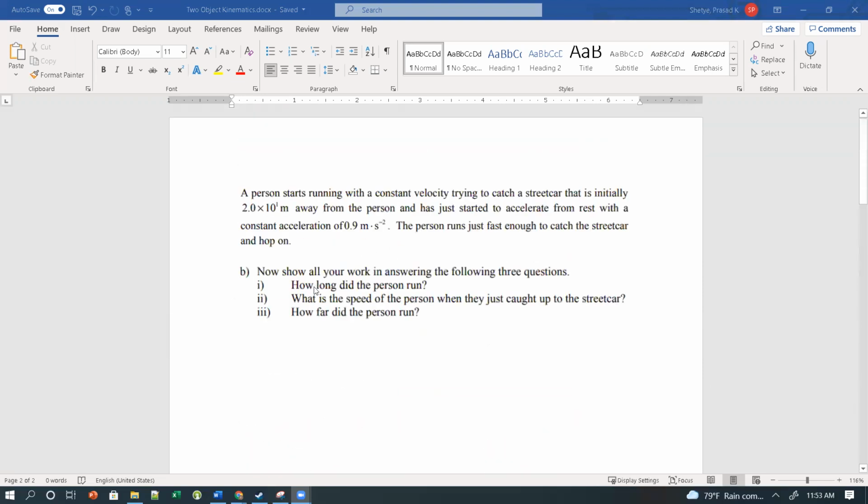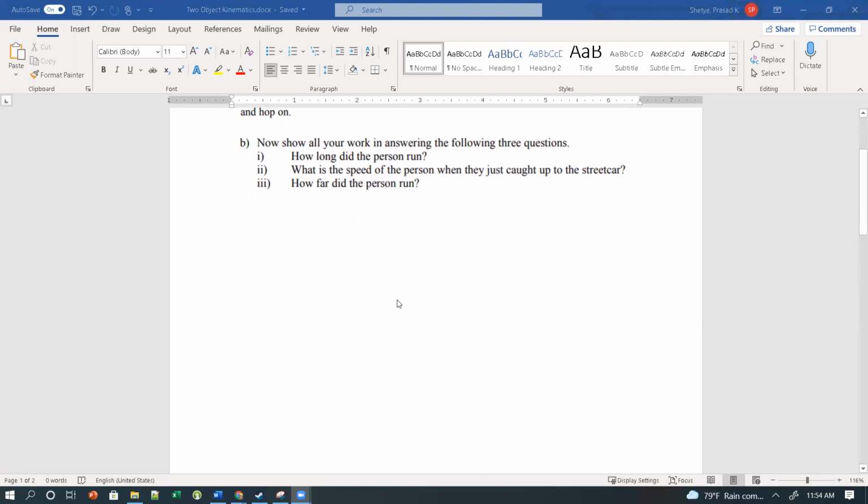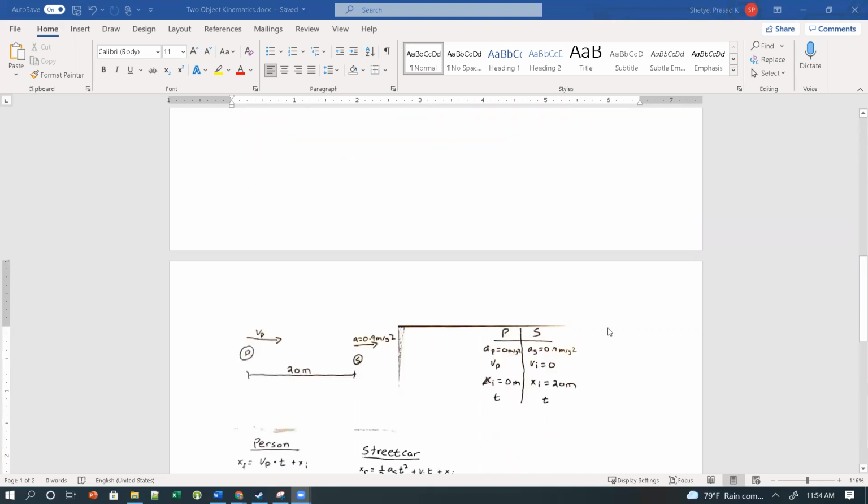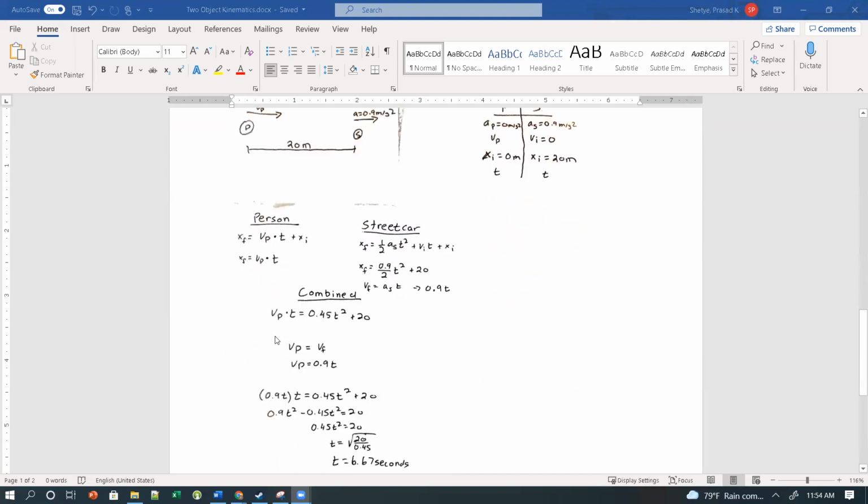And that answers our first question. How long did the person run? Our next question is, what is the speed of the person when they just caught up to the streetcar? Okay, so in our scenario, we know that the person runs at the same speed the whole time. So we just need to find the speed at which the person is running. And in our equation, the velocity at which the person is traveling, we designated as VP. So we know time, and we're trying to find VP.